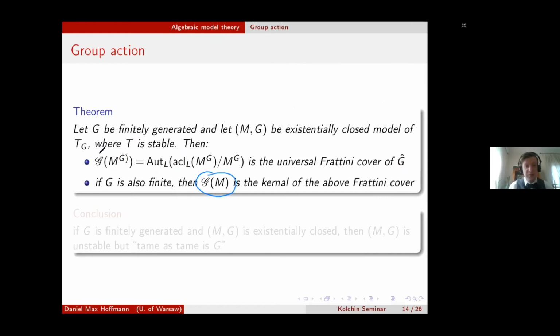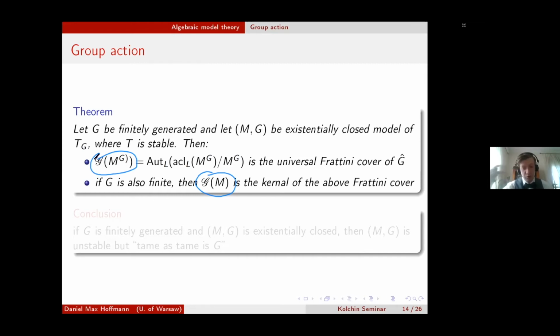Okay, so one more thing: if G is also finite, then we have something even better, because we don't have just the absolute Galois group of the invariants, we have the absolute Galois group of the whole model, of the whole M. So in the case when G is finite, the absolute Galois group of the whole M is actually the kernel of the above Frattini cover.